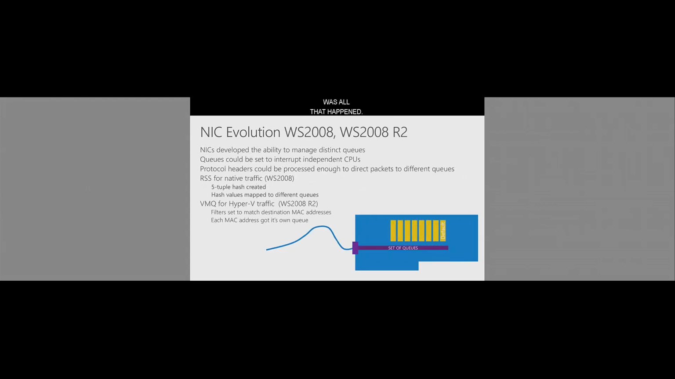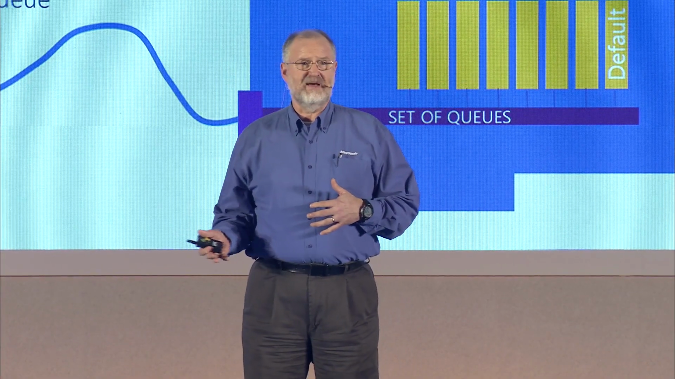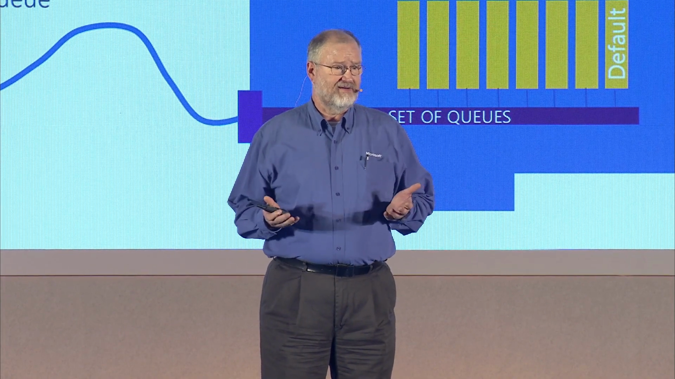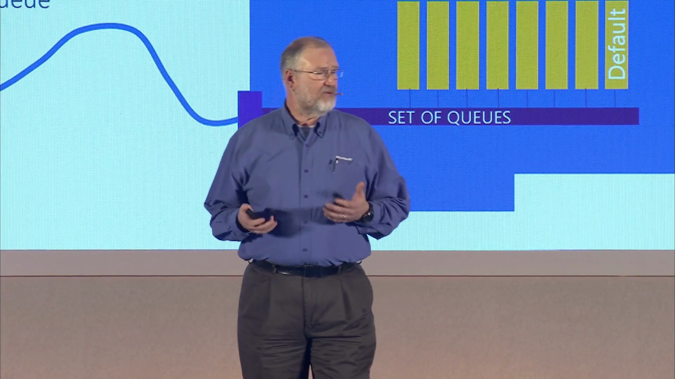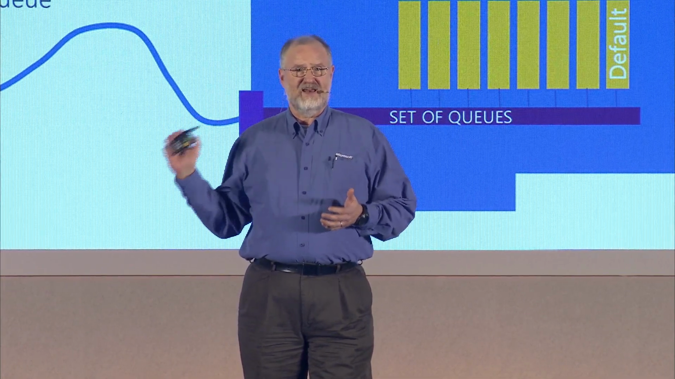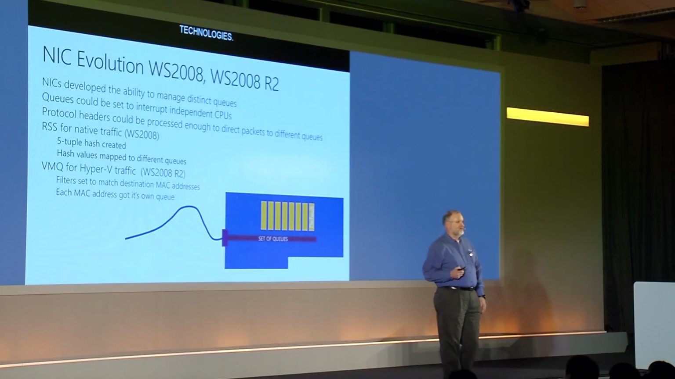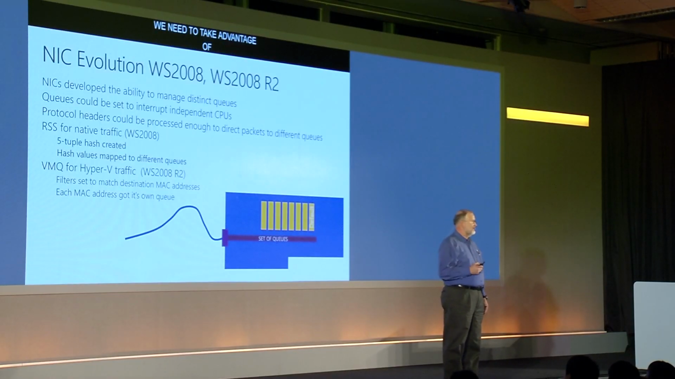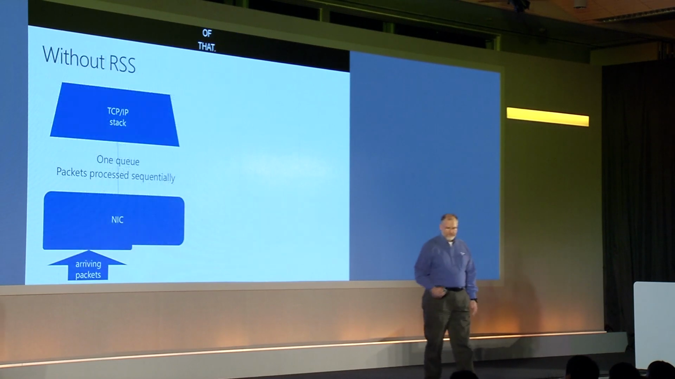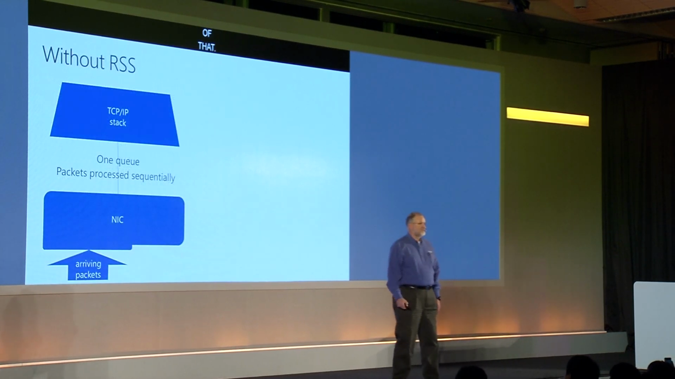By the time Server 2008 R2 came along, we had a few more technologies. We could do RSS, receive side scaling, which allows us, as we'll see in a moment, to spread the processing across multiple CPUs. Up until this time, we didn't need technologies like that because computers didn't have but 1 CPU. And as we started to get into multi-core machines, we said we need to take advantage of that. So that's what we did. And then when we got to 2008 R2, we said, and we can do that same kind of thing for VMs in Hyper-V. So let's talk about what RSS does.